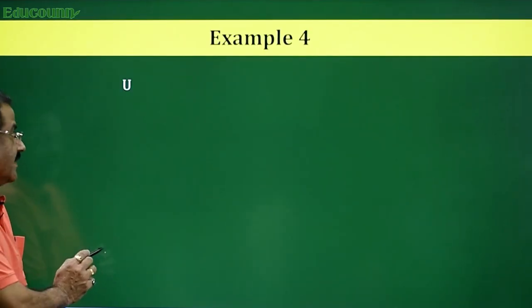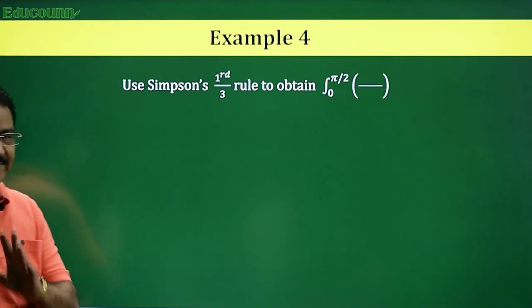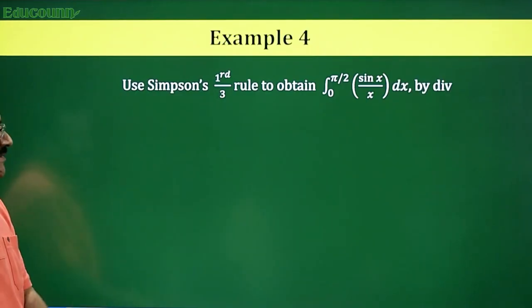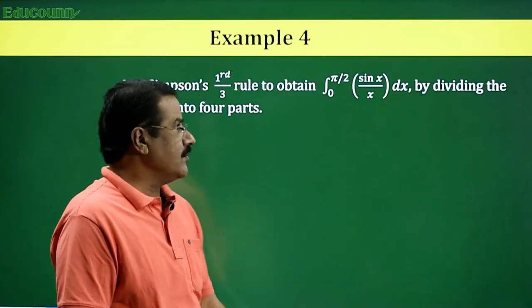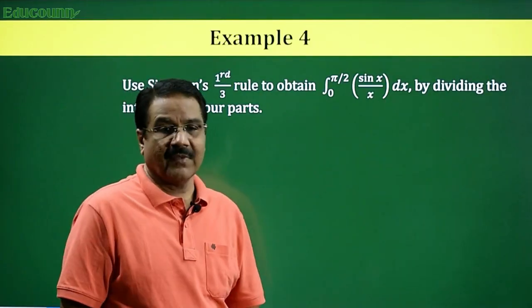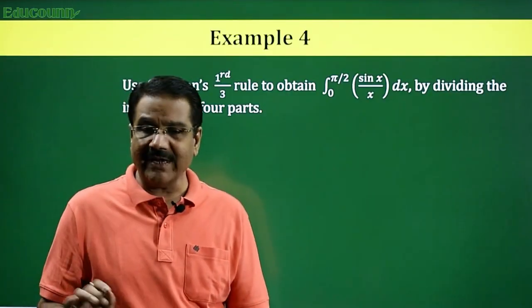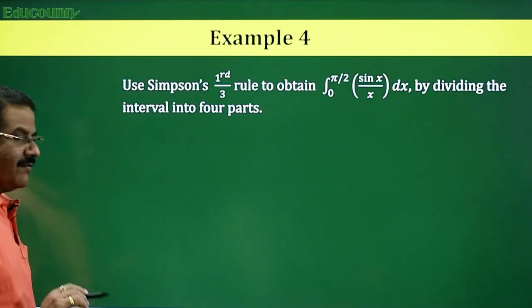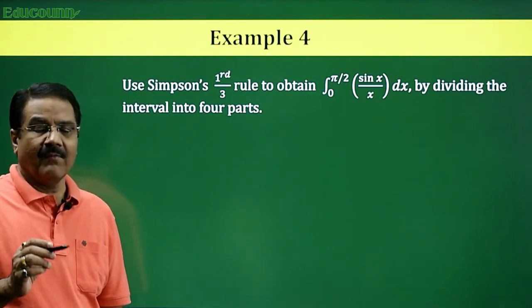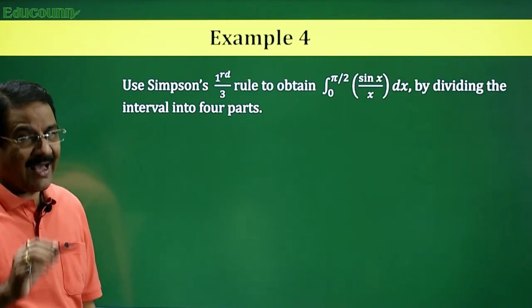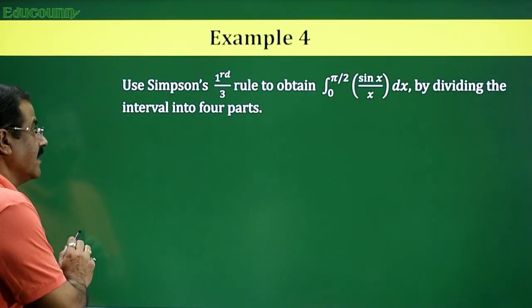It is quite different now, using Simpson's 1/3 rule. Now it is mentioned that we have to apply Simpson's 1/3 rule to find the integration from 0 to pi by 2 of sin x dx by dividing the interval into 4 parts only. What is the meaning of dividing the interval into 4 parts? The value of n is given as 4, which means n is even, and that's why it is to be calculated using Simpson's 1/3 rule.